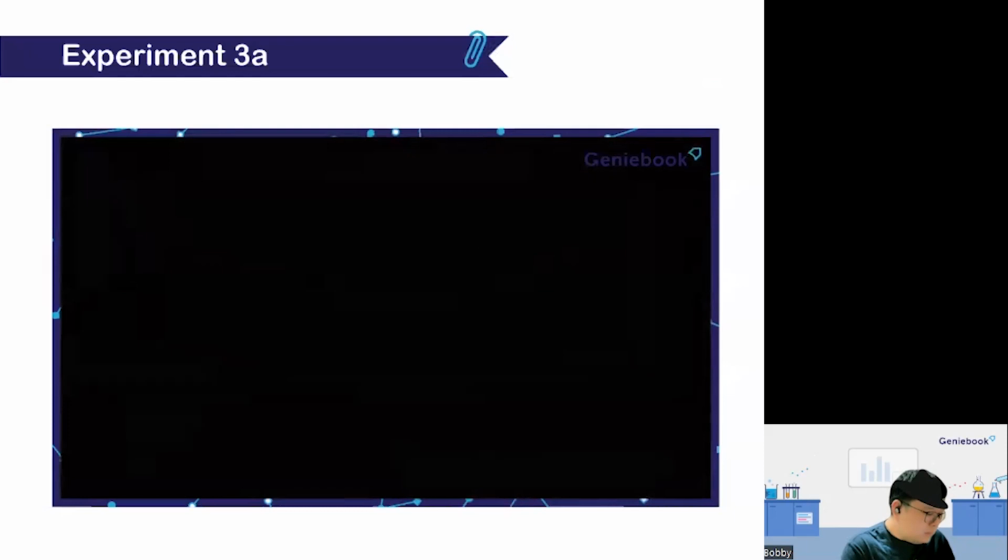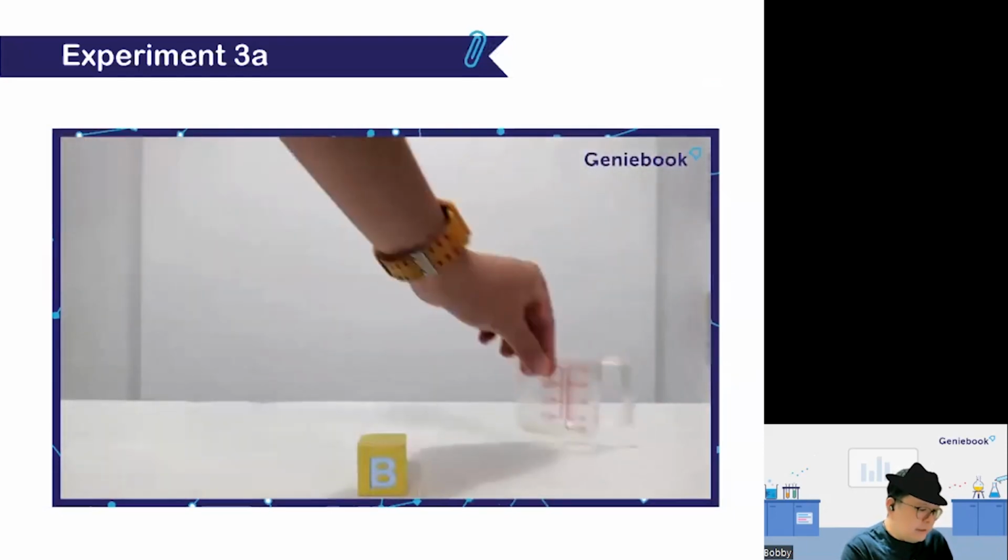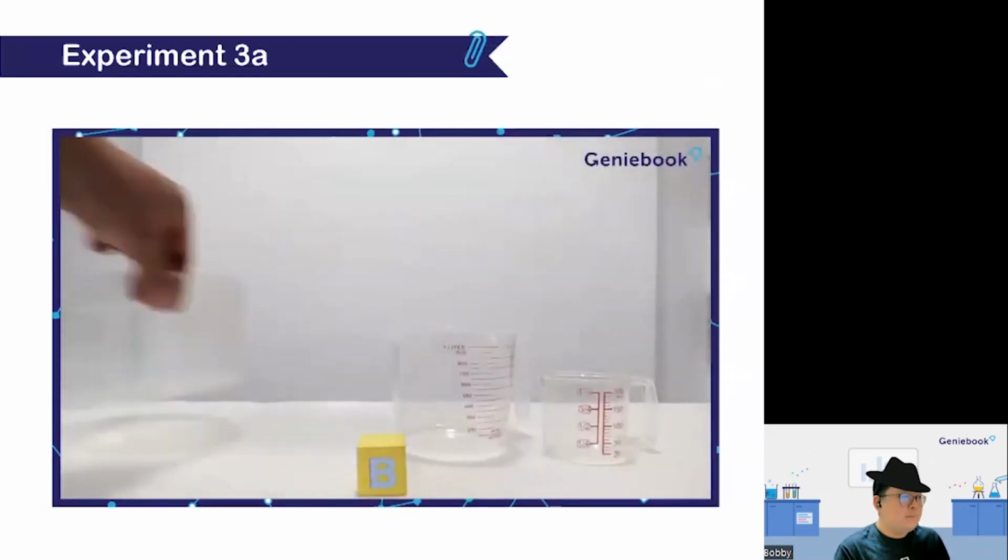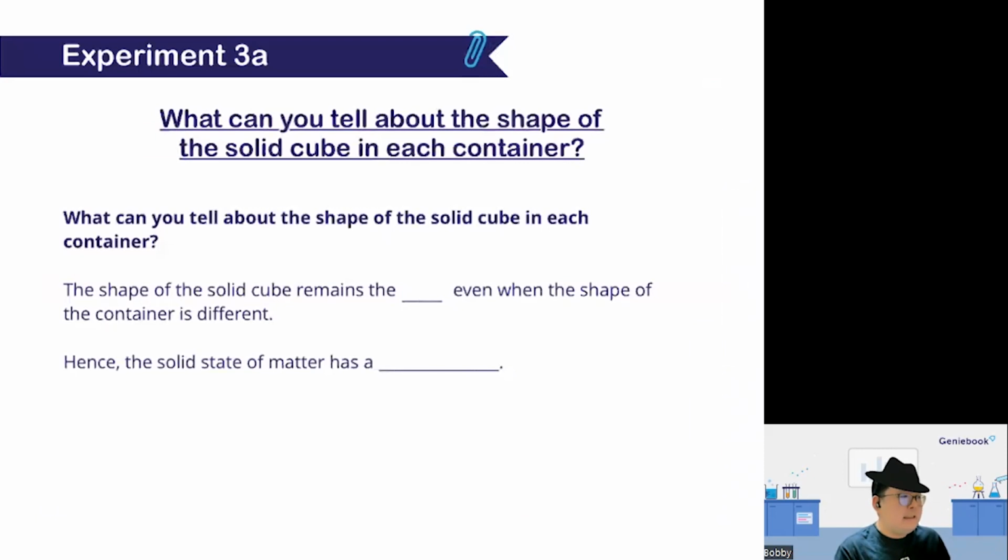So what does this tell us? We know that the shape of the solid remained the same. It did not change at all. If it did not change, this means solid has, what does solid have? A definite shape. Yes, solid has a definite shape.